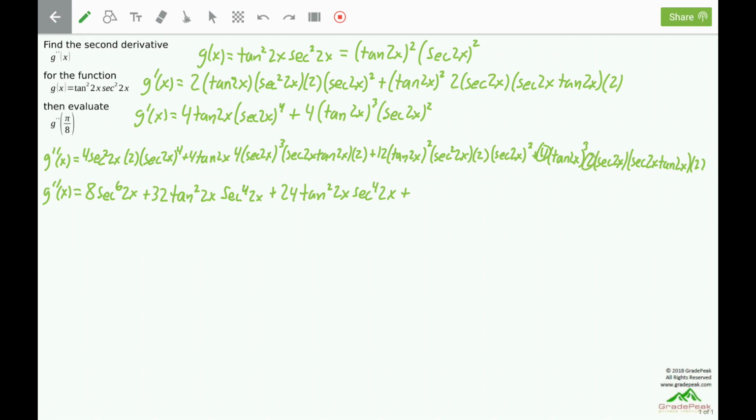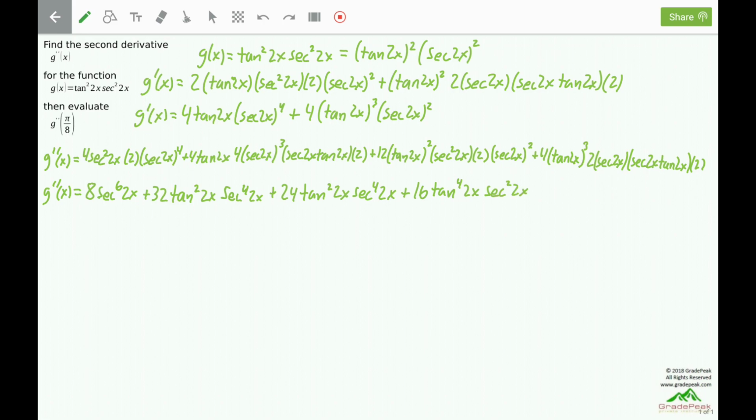In the last term, we have a 4 times a 2 times a 2. That will be a 16. We have a tangent cubed and one more tangent, giving us tangent to the fourth of 2x. And we have a secant and another secant, secant squared of 2x.